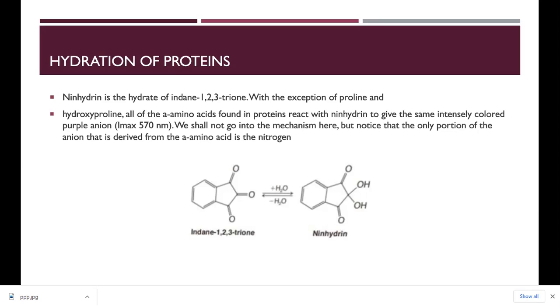Hydration of proteins. Ninhydrin is the hydrate of indane-1,2,3-trione. With the exception of proline and hydroxyproline, all the alpha amino acids found in proteins react with ninhydrin to give the same intensely colored purple anion. We shall not discuss the mechanism here, but notice only what portion of the anion is derived from an alpha amino acid: the nitrogen. Here we can see the indane-1,2,3-trione is converted into ninhydrin, which gives the same intensely colored purple anion.